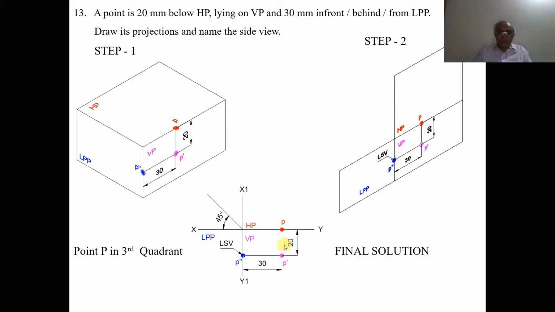Then from the XY line you measure 20 mm and mark this point as P dash, because it is 20 mm below HP. Since it is on VP, it will be on HP, so obviously it will be the top view, and it will be on the XY line.